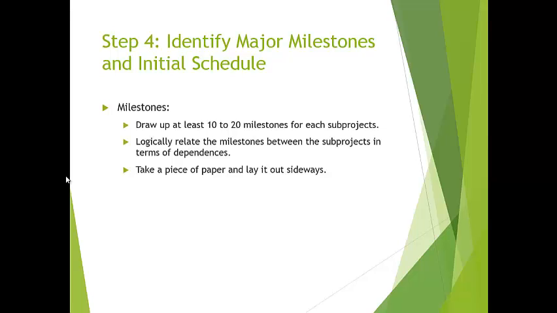The fourth step is to identify major milestones and initial schedules. Milestones: draw up at least 10 to 20 milestones for each sub-project. Logically relate the milestones between the sub-projects in terms of dependencies. Take a piece of paper and lay it out sideways.